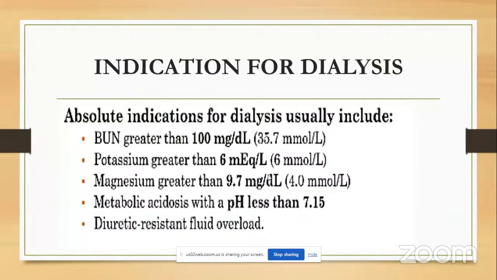The absolute indication for dialysis includes severe life-threatening situations in which a patient is making either very low or no urine output with very high levels of lab values. For example, BUN greater than 100 milligram per deciliter, potassium greater than 6 milliequivalent per liter, magnesium greater than 9.7 milligram per deciliter, and metabolic acidosis with a pH less than 7.15, and diuretic resistant fluid overload.